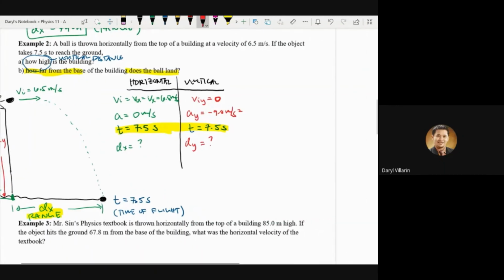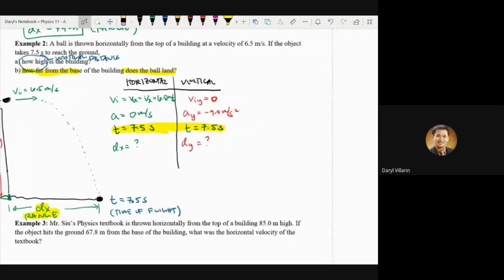So now, to answer the first question, it asks for the distance. But is it not that the magnitude of my displacement just pertains to that vertical distance?